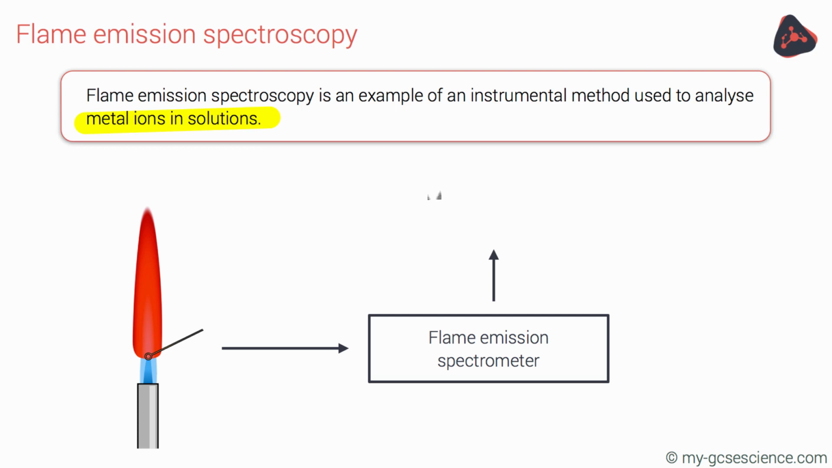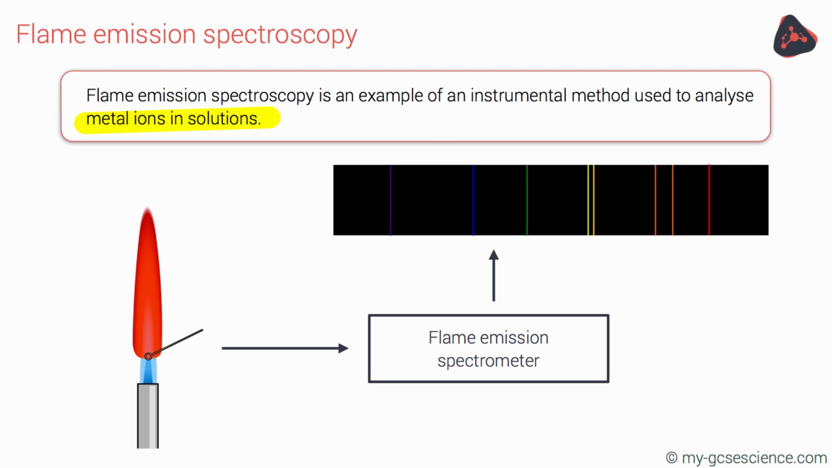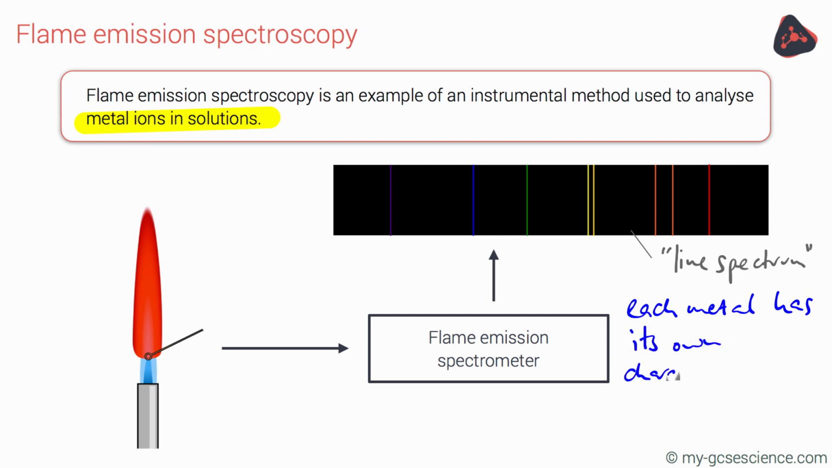The spectroscope produces an output that's called a line spectrum that looks something like this. And each metal ion has its own characteristic line spectrum that can be compared against reference data to identify the unknown ion in your sample. As well as being able to identify specific metal ions, this method also allows us to measure the concentration of the metal ion present in your sample.